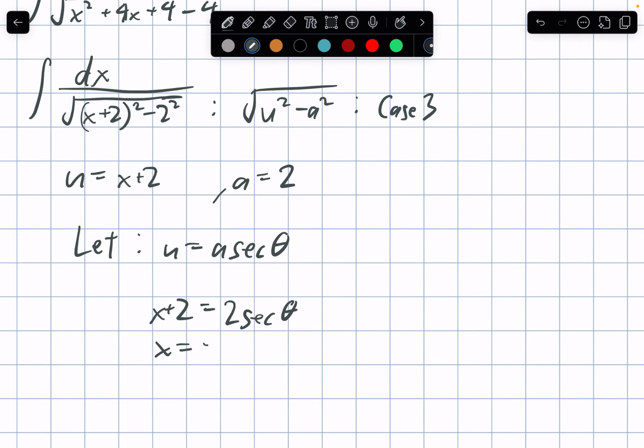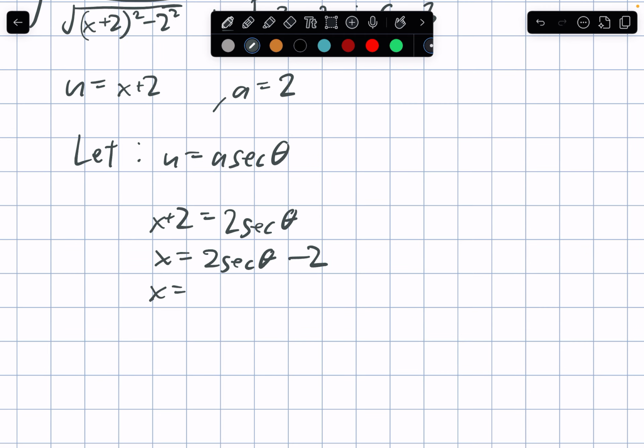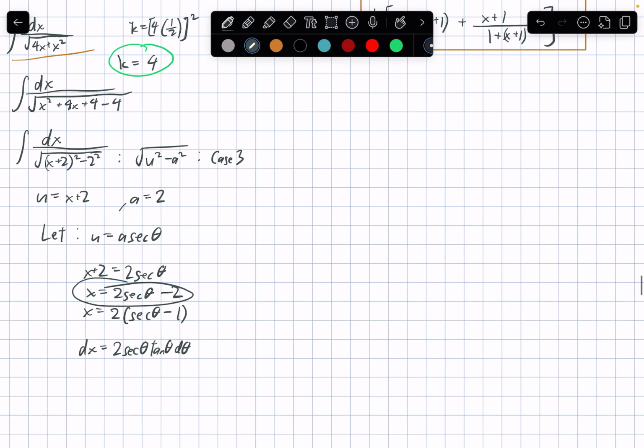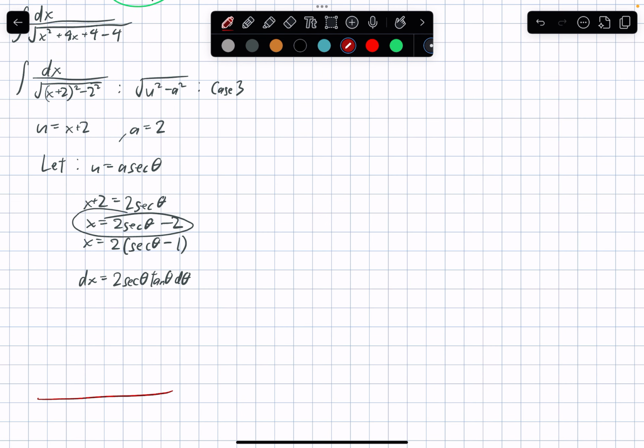Transpose: x is equal to 2 secant theta minus 2. Or in other words, 2 times quantity secant theta minus 1. Actually, let's just stick with this. The derivative of secant theta is secant theta tan theta. Don't forget the d theta. Okay, now let's draw the triangle.